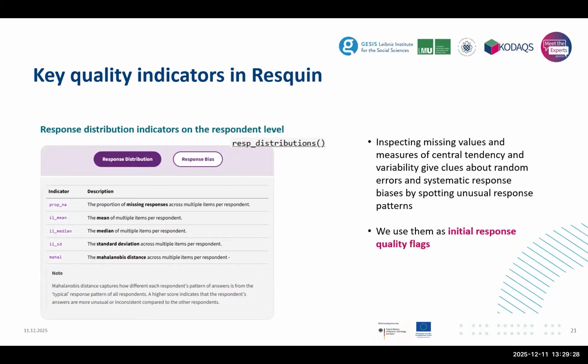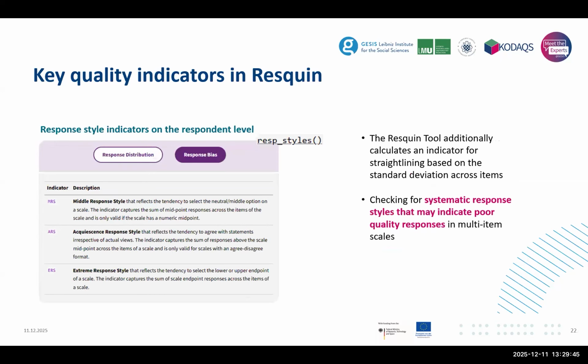So how we use it is as an initial response quality flag, basically. Also to give the users a feeling of how these, let's call them more basic indicators, can already give you an idea of whether there might be data quality issues or something wrong in your data.